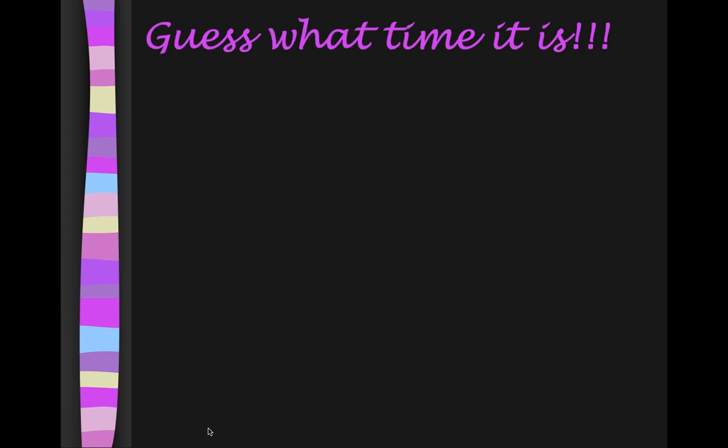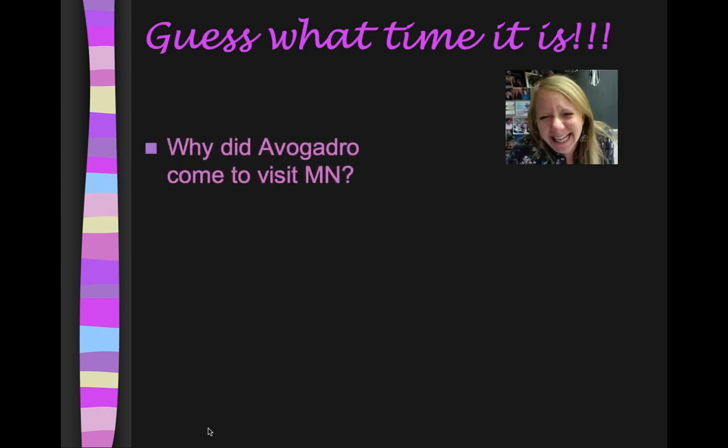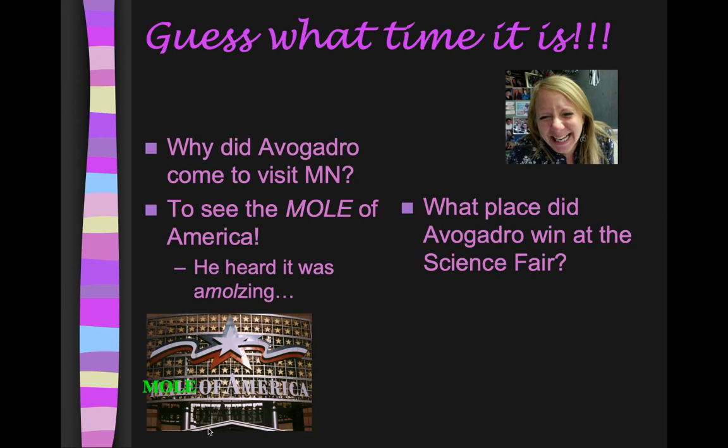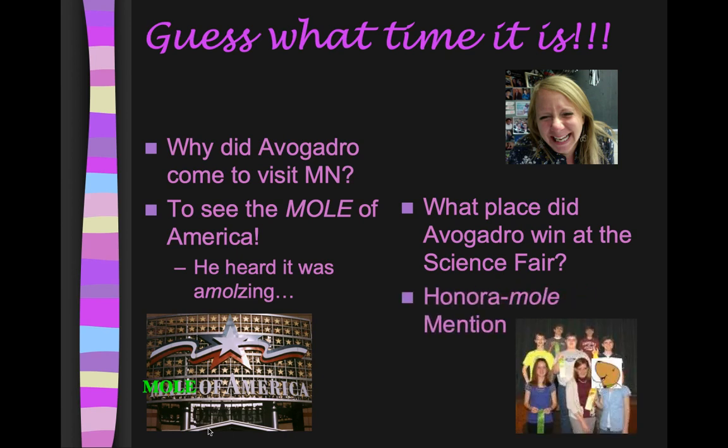So, because moles are so important, guess what comes back? Yay! Ready? Why did Avogadro come to visit Minnesota? Yeah, he wanted to see the Mall of America. He heard it was a molesing and he just had to check it out. All right, and then what place did Avogadro win at the science fair? All right, now think about this one. This one's tricky. Because remember, people didn't believe that Avogadro knew what he was talking about. So there was a lot of people that kind of made fun of him, right? So what place would he maybe have won? Because he was pretty smart. What place would he win at this science fair? He got honorable mention. Good job, Avogadro. Sorry, we don't believe in atoms. That's what people told him. All right, so moles come back. That's the point of those silly little mole jokes.